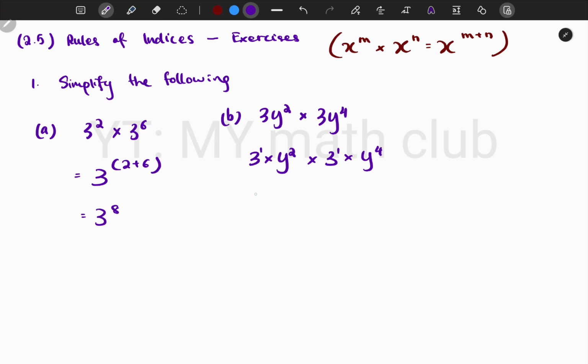So if 3 is multiplied by itself 2 times, or you can also add the powers of 1 plus 1, you have 3 squared. And then for y, you can add the powers as well, which you will get y to the power of 2 plus 4. In the end, you will get 9y to the power of 6.